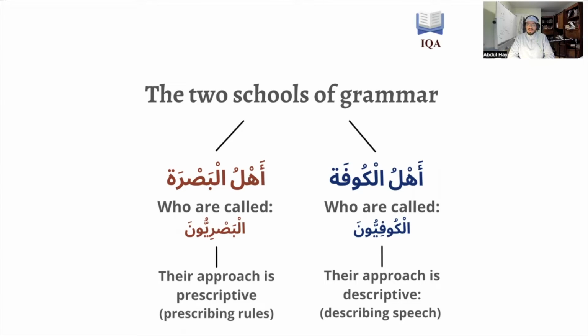Is it the school of Basra? Is it the school of Kufa? What is it? So let's start. The two schools of grammar are the school of Ahl al-Basra and the school of Ahl al-Kufa. So Ahl al-Basra are called al-Basriyun and Ahl al-Kufa are called al-Kufiyun.